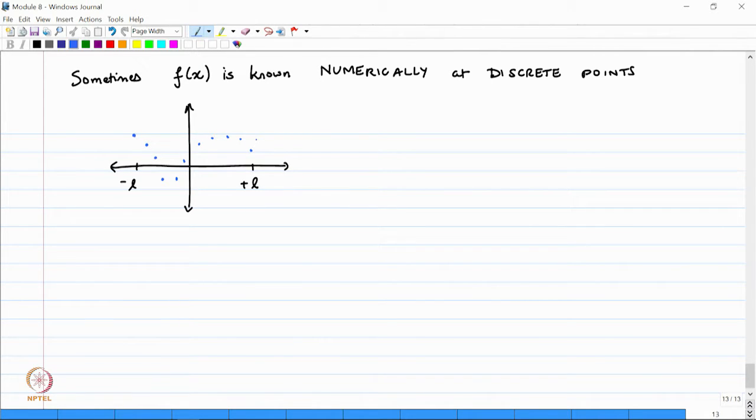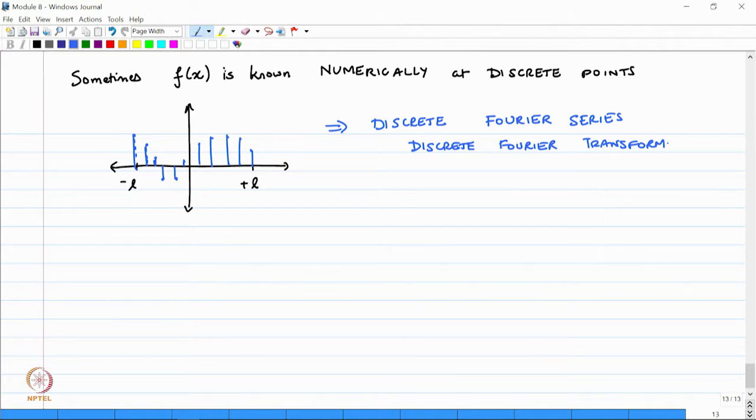This is a problem that often happens numerically. So then you know it only at discrete points, you do not know it at all the points. So then you can use a version called the discrete Fourier transform, discrete Fourier series, or it is often called a discrete Fourier transform.